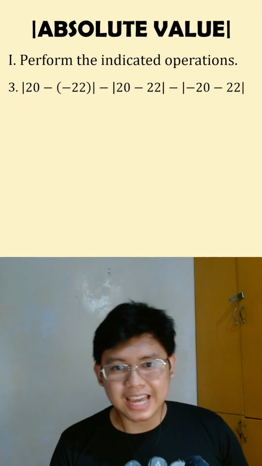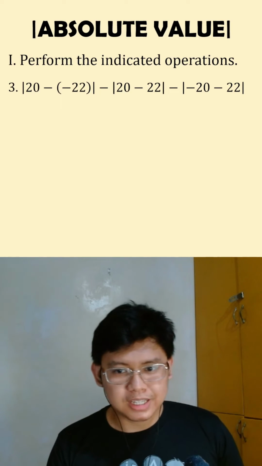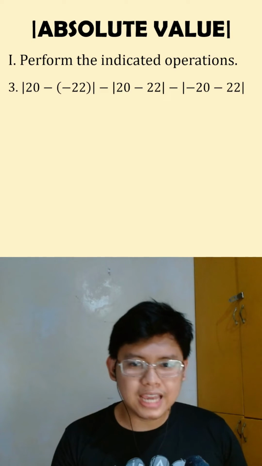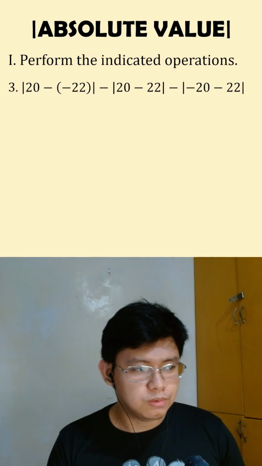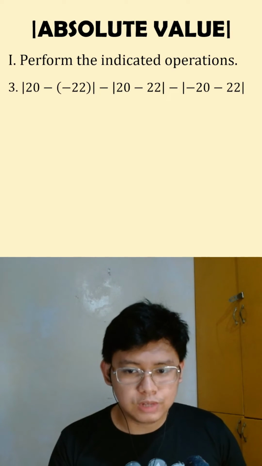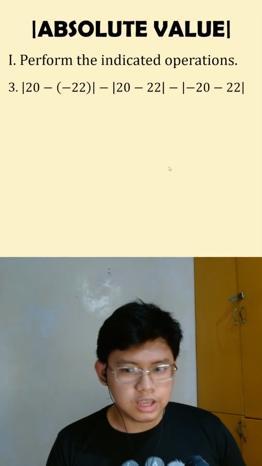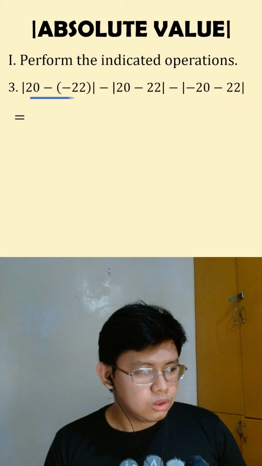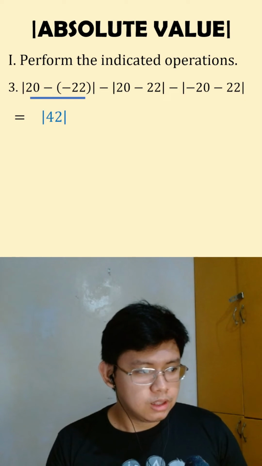Alright. Let's simplify this expression. So, let's have this item number 3. So, ang first step natin pag magsisimplify is we will perform the order of operation. So, unahin natin yung mga nasa loob ng grouping symbol. So, we have the absolute value. So, unahin natin yung mga nasa loob ng absolute value natin. So, here we have the following. So, let's subtract 20 and negative 22. That will give us 42.